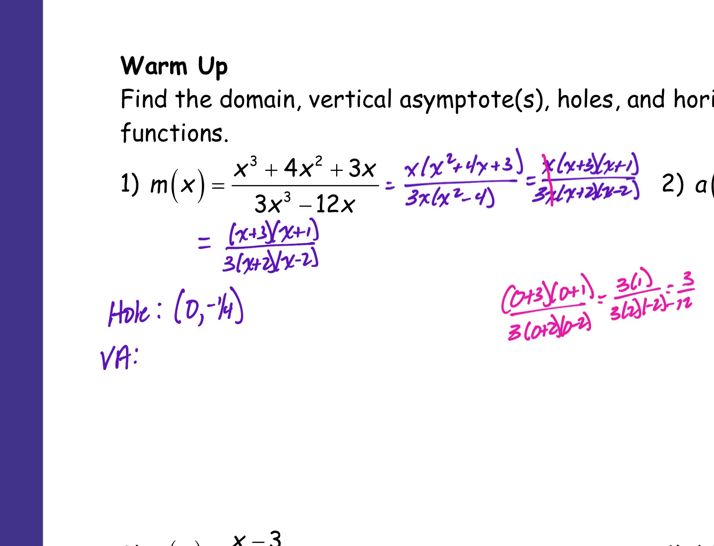And then vertical asymptotes are what make the denominator 0, right? So what numbers make my denominator 0? Well, I have x equals positive 2 and x equals negative 2. Any questions there? Are we okay so far?